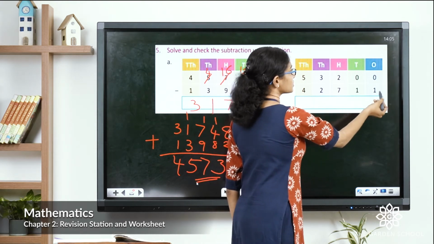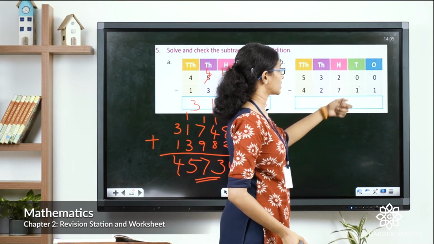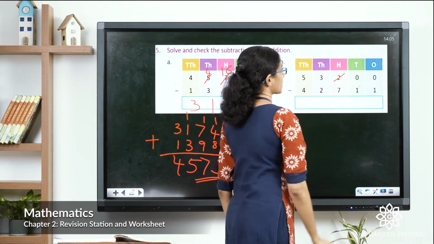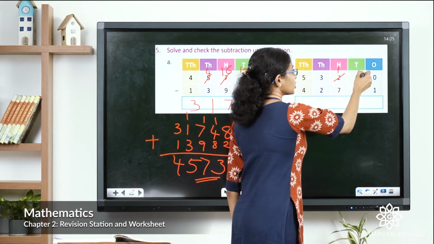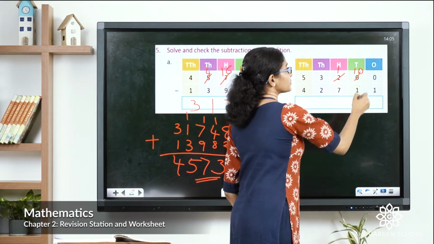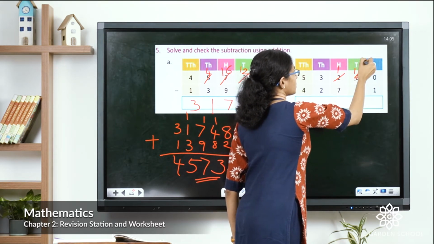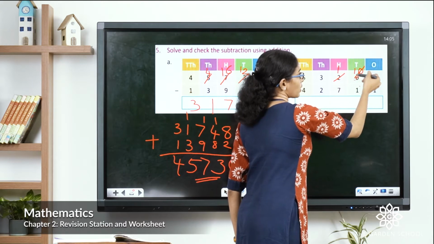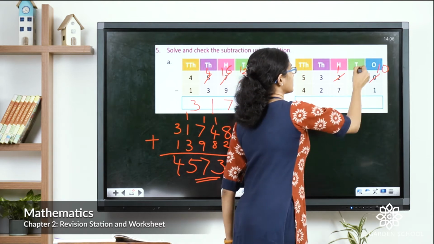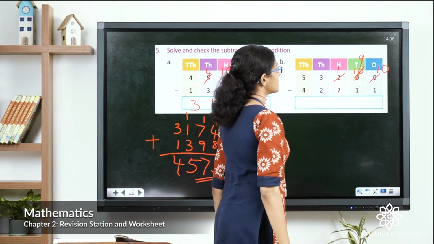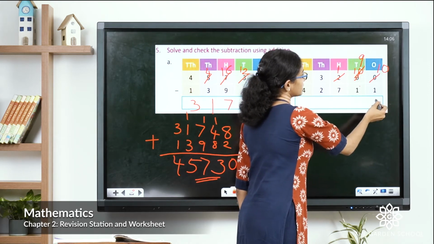Here you cannot do 0 minus 1, you borrow, but here also in the tens part, you have 0. So we borrow 100 and bring it to the tens place. And here now you have 10 and we have to give 10 to the ones place. So again, we are borrowing from the tens place. So the ones part becomes 10 and here in the tens place it becomes 9. Now, here 10 minus 1 it is 9.